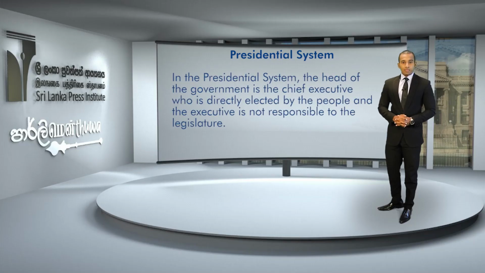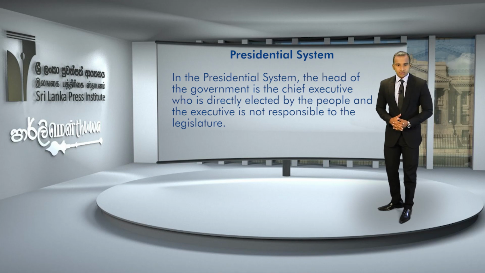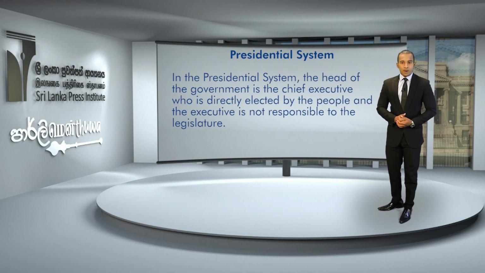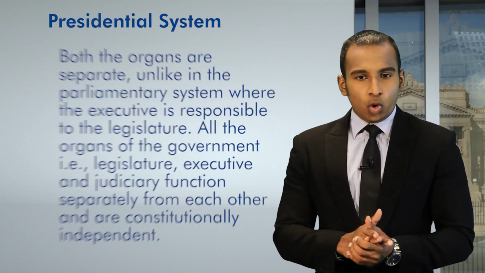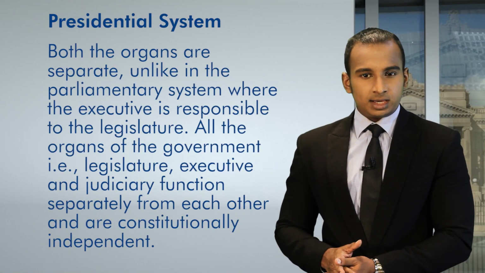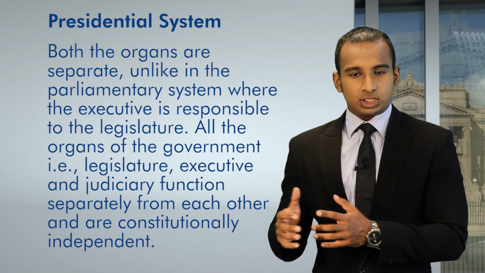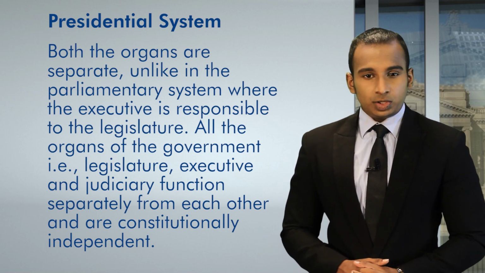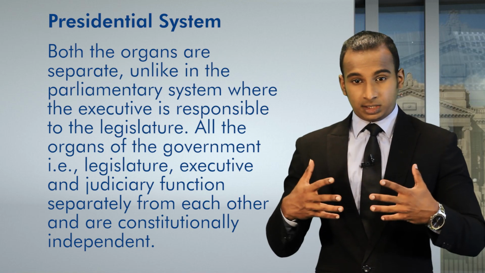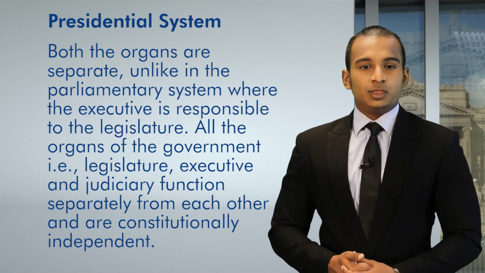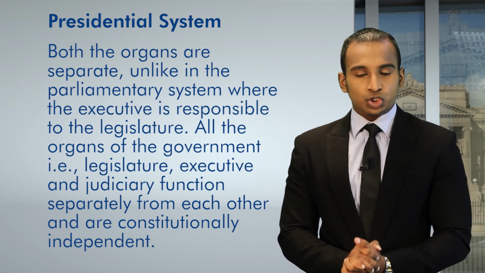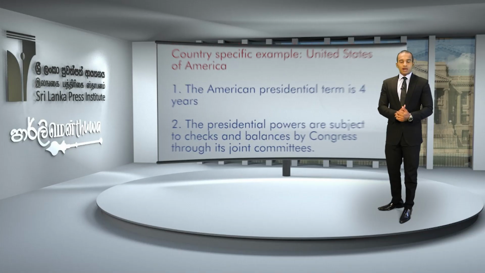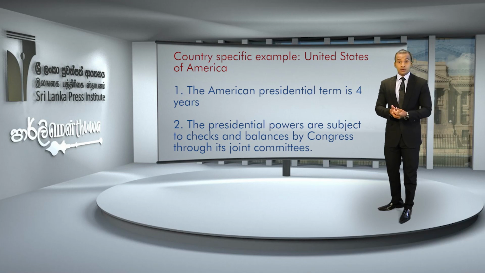Let's now take a look at the presidential system. In the presidential system, the head of the government is the chief executive, who is directly elected by the people, and the executive is not responsible to the legislature. Both the organs are separate, unlike in the parliamentary system, where the executive is responsible to the legislature. All the organs of the government, being the legislature, the executive, and the judiciary, function separately from each other and are constitutionally independent. Let's take a country-specific example to delve further into this.